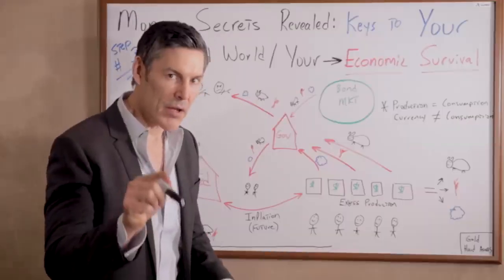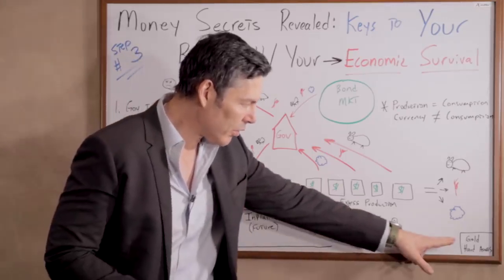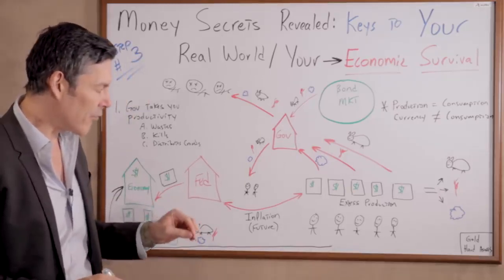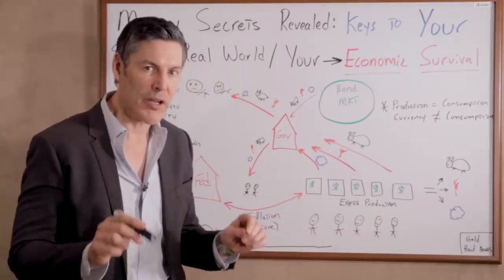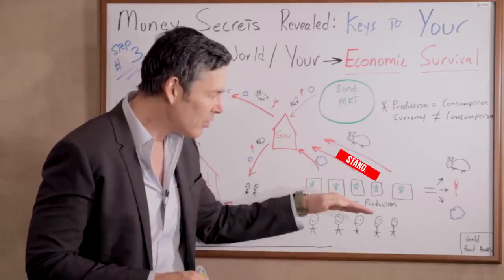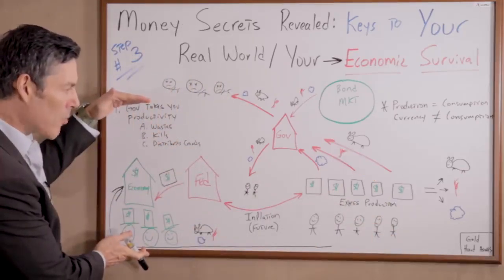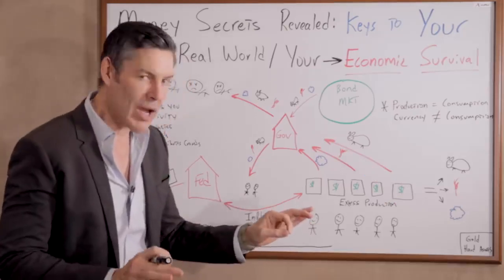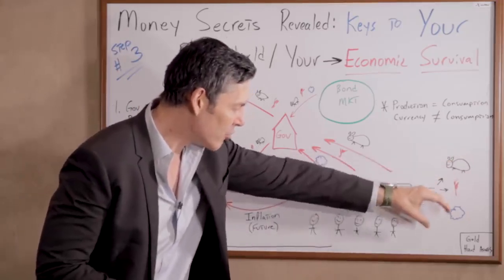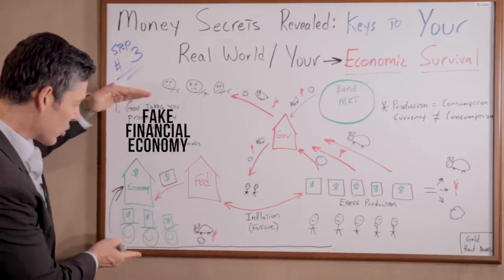Oh, but wait, there is more. The smart people hold their excess production in gold and hard assets. This makes it very difficult for the Fed to steal from them, but the majority of the people don't understand that. All they see is their standard of living continually going down. But over here, they see the financial economy booming. So they think that the only way that they can get ahead is take what little production that they have left and transfer it from the real economy over into the fake financial economy.